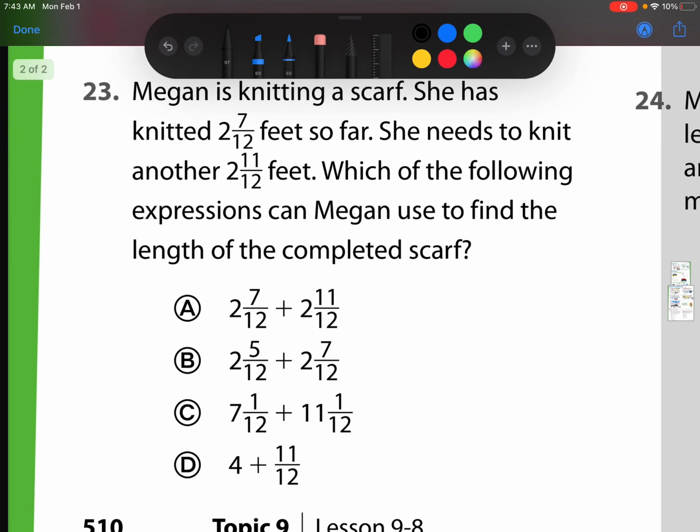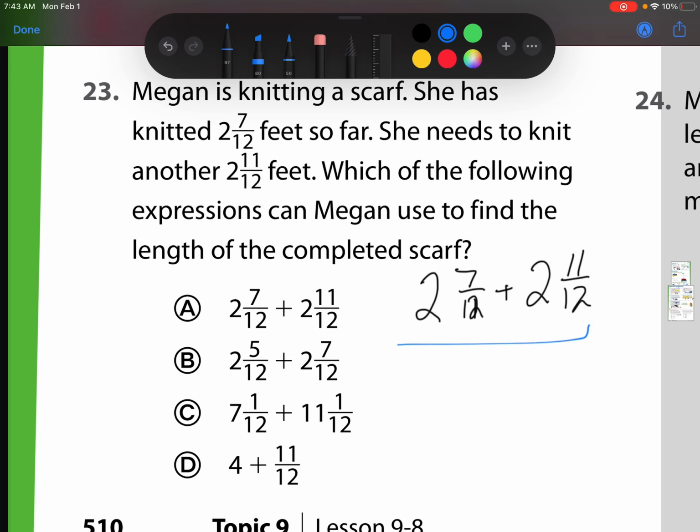Number 23, Megan is knitting a scarf. She has knitted 2 7/12 of a foot so far. She needs to knit another 2 11/12 of a foot. Which of the following expressions can Megan use to find the length of the completed scarf? So we need to add these two together. But it sounds like there may be something tricky. But let's see if there is.